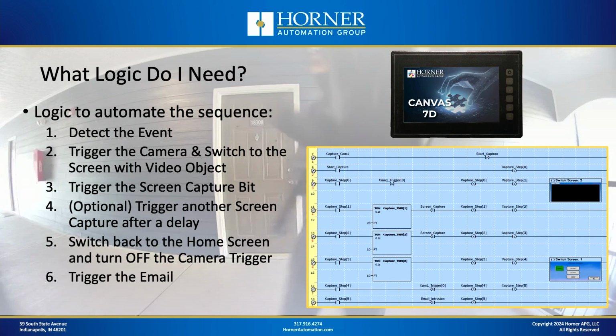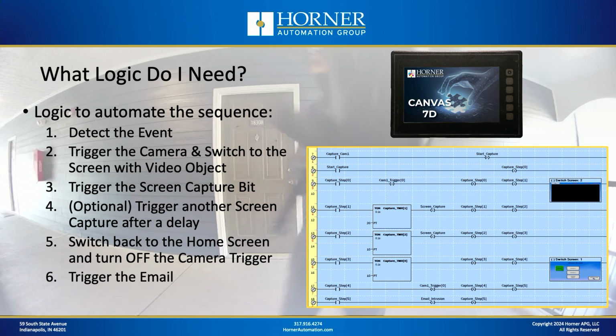Then you are going to need some logic. Why am I going to need some logic? Well, because you've got a sequence that you want to follow. If you're going to go through this process that ends in an email with an image attached, there's a series of steps that need to happen. It's not difficult logic, but it needs to be done. You need to detect your event, whatever that might be. Maybe it's as simple as a sensor turning on, but basically you're going to have some logic to detect your event.